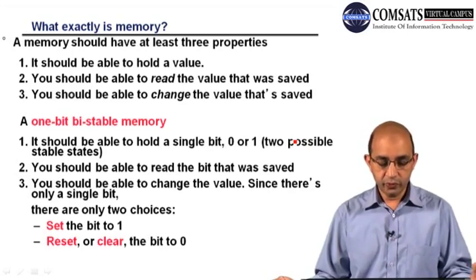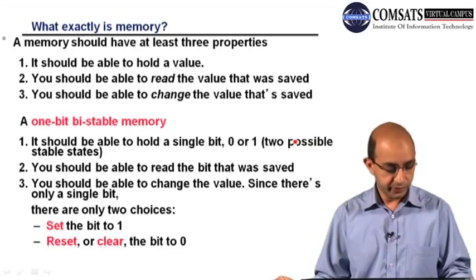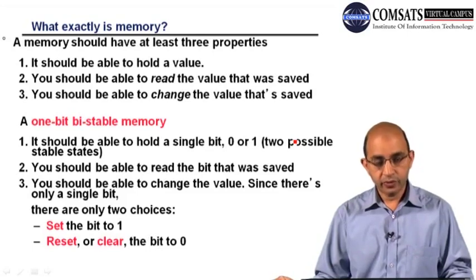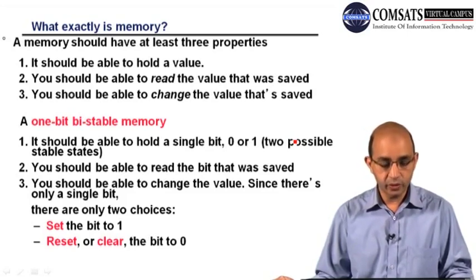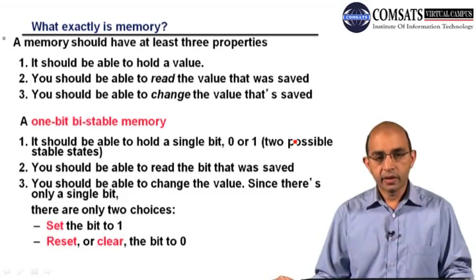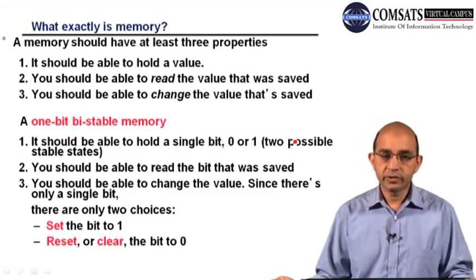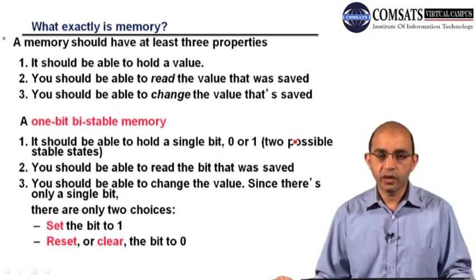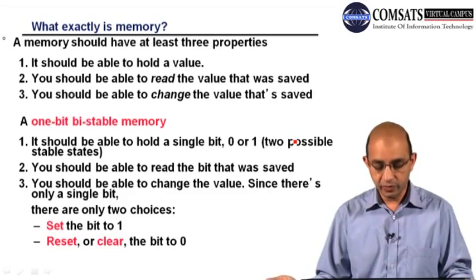So let's talk about 1-bit bistable memory, right? It can hold a 0 or 1. We should be able to read the bit that is there, either a 0 or 1. And if, for example, 0 is stored and we want to store the 1, we should be able to change the value.